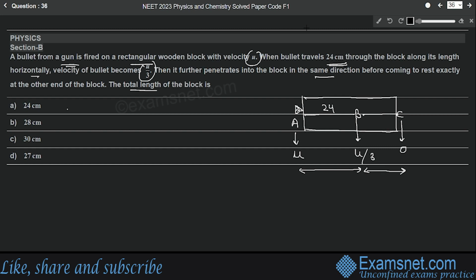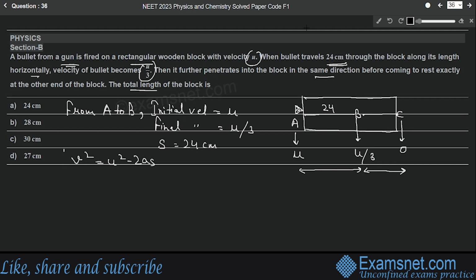So let's say from point A to B, what will be the initial velocity? The initial velocity will be the velocity at point A, that is u. And the final velocity will be the velocity at point B, that is u by 3. What is the distance traveled? That is s equals 24 centimeter. So we can find the acceleration by using the equation v square equals u square minus 2as.